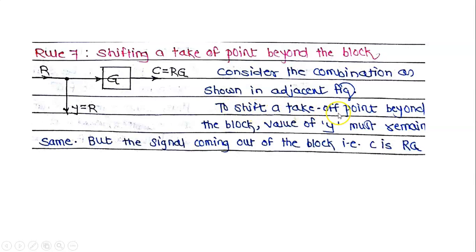To shift a takeoff point beyond the block, we have to shift this takeoff point beyond this block. The value of y must remain the same, but the signal coming out of the block, that is c, is equal to rg. We will see how the value of y must remain the same and how the value of output must remain the same.